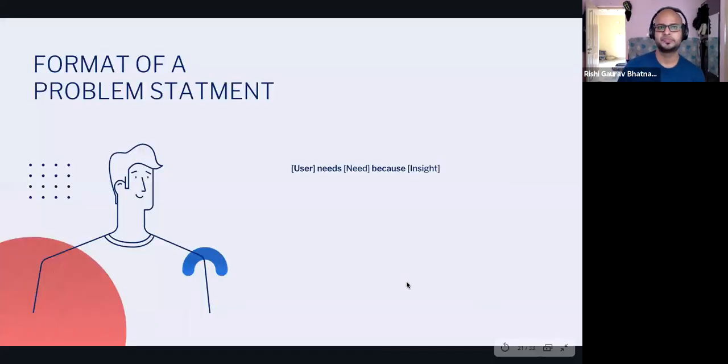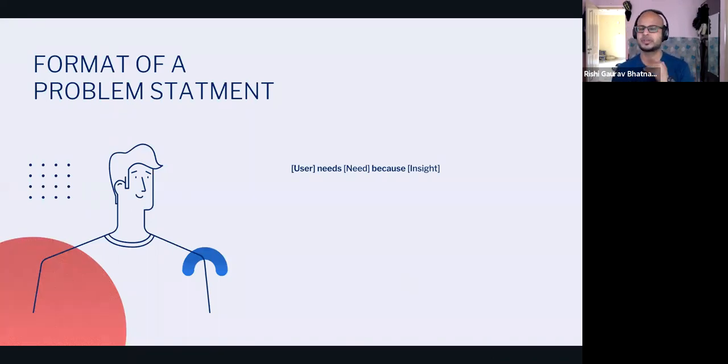All right. What's the format of a problem statement? The format of a problem statement is quite simple. It has 3 major parts, and this is how we bring it together. My user needs, what is their need, because there's an insight. Now there are 3 portions to it. There's the user, there's the need, there is an insight.